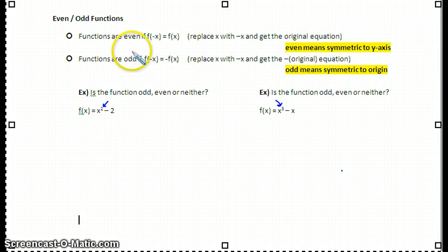So here's the test that we're going to do. We're going to replace x with negative x. And depending on the result that we get will tell us whether our equation is even or odd. If we replace x with negative x and we get the original equation, then we know that it's going to be even. If on the other hand we make the same substitution, x with negative x, but we end up getting the negative of the original equation, then our answer is going to be odd.